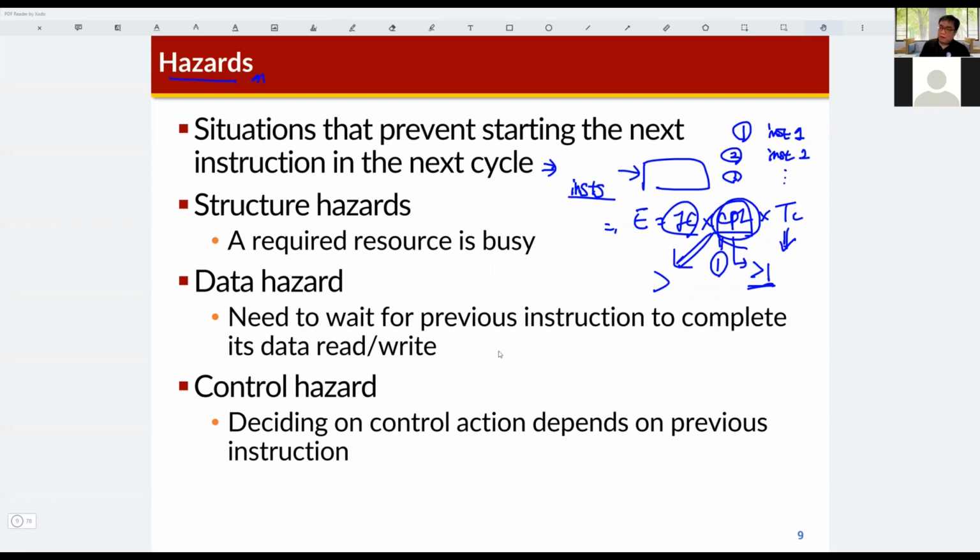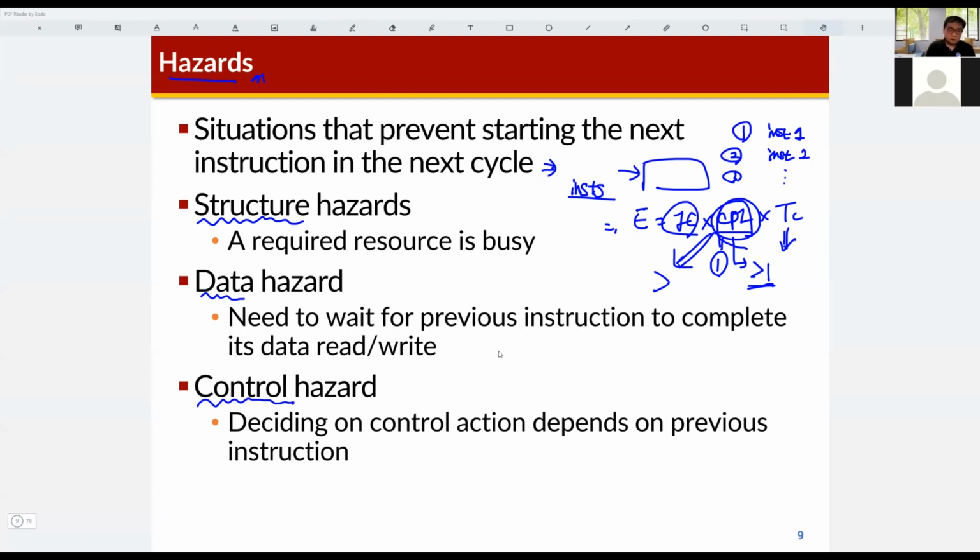And then there are three types of hazard by the reason of hazard. The first type is the structure hazard, the second type is data hazard, and the third type is the control hazard. So this means that structure, data, and control represent the source of hazard. That indicates the reason of hazard, so why hazard happens in this processor.